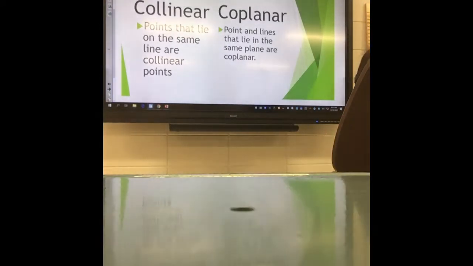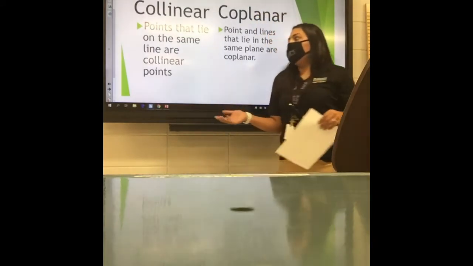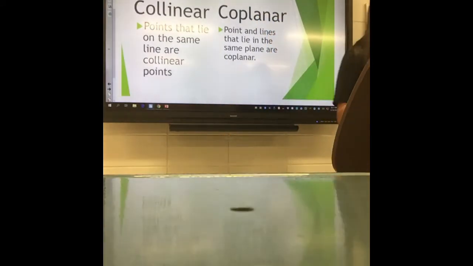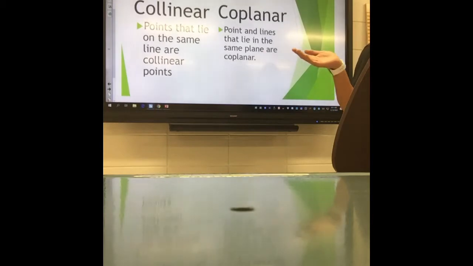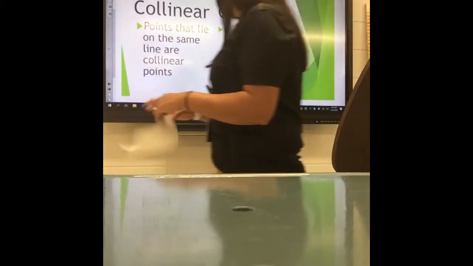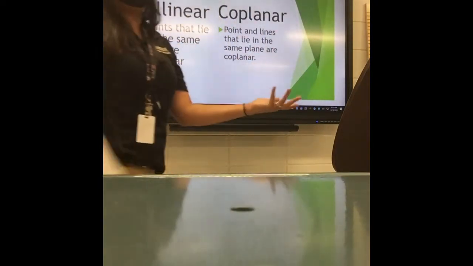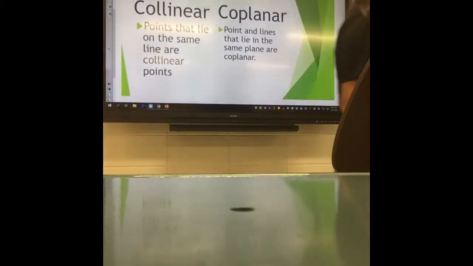Okay, collinear. Collinear means points that lie on the same line are collinear points. We already talked about a line. How many points are on a line? A lot. A bazillion, million, jillion. So any points that are on the same line are collinear. It's just a fancy way to say that they're on the same line.